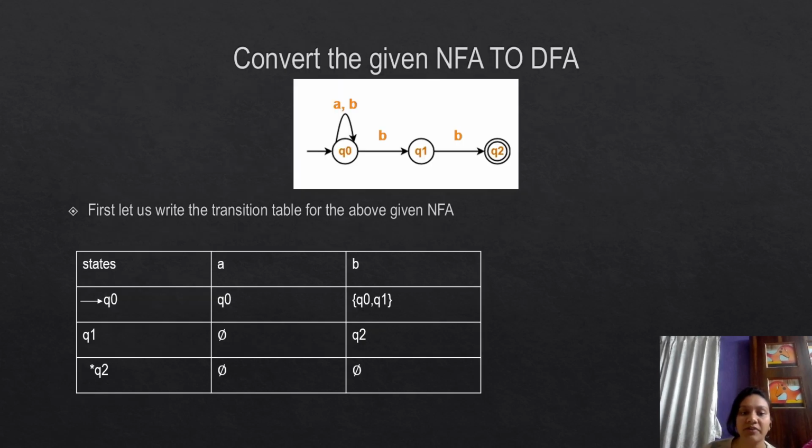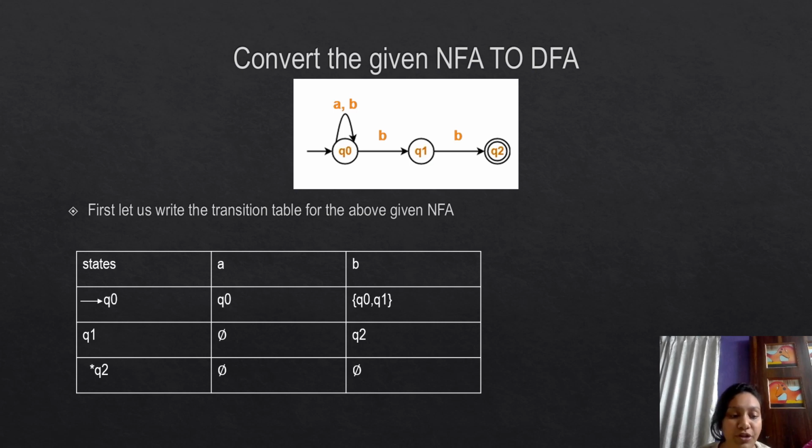Next, here we have been given a question where we have to convert the given NFA to a DFA. So first, let us write the transition table for the above NFA. In the transition table, we are going to be writing the states and, for each state, on giving A and B, to which other states the transition is taking place. The first state is Q naught, and we have given an arrow mark next to Q naught because it is the starting state. Q naught on giving A goes only to Q naught, and on giving B, it goes to Q naught, comma, Q1.